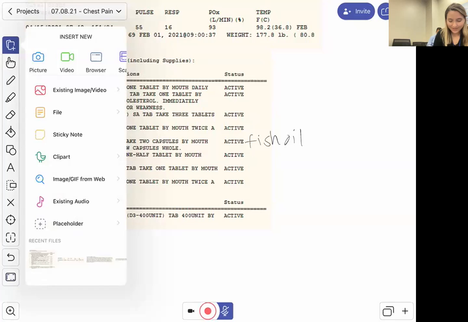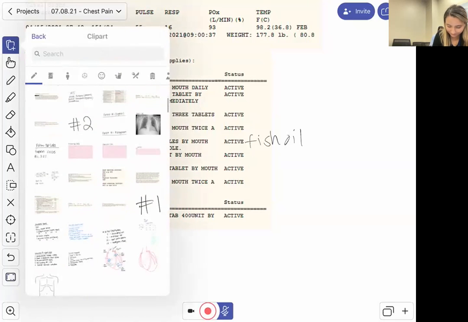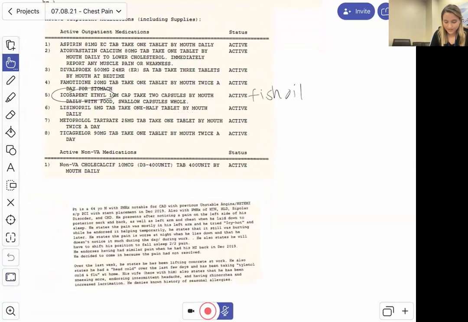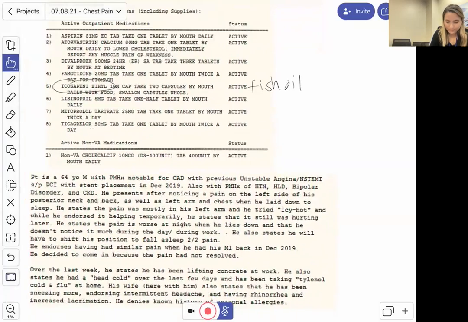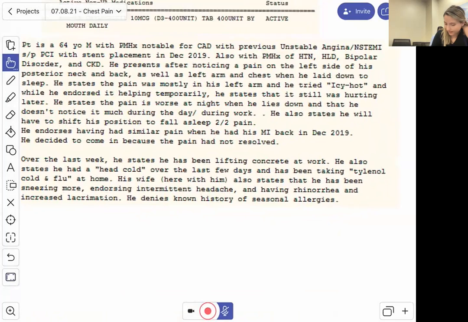All right, and so you're going to head down there to go see him. Let's get a little more information. We'll make this bigger for you. So here is his H&P. I'll walk through it with you. He's a 64-year-old male. He has a history of CAD, so Claire hit the nail on the head. I'm looking at his med list. He has previous unstable angina or an NSTEMI. He had a PCI with stent placement in December. It's April now. He's coming in with a history of hypertension, hyperlipidemia, bipolar, CKD.